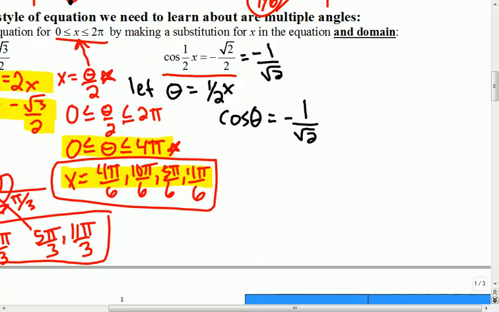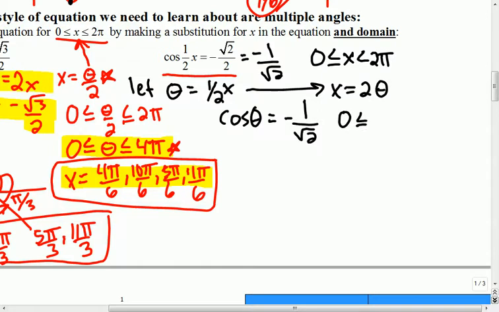We also need to update the range. It's no longer from 0 to 2 pi. This time, we need to make our change, so what would x be equal to? Two thetas, yeah. So from that equation, I get x is equal to 2 thetas. So 0 is less than or equal to 2 theta is less than or equal to 2 pi. If I divide everybody by 2, then I'm going to have 0 is less than or equal to theta is less than or equal to pi.